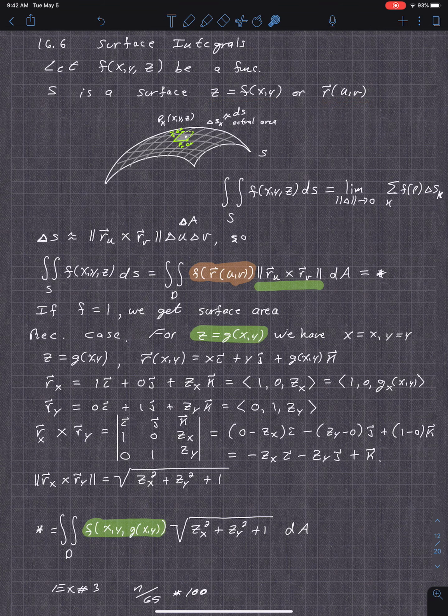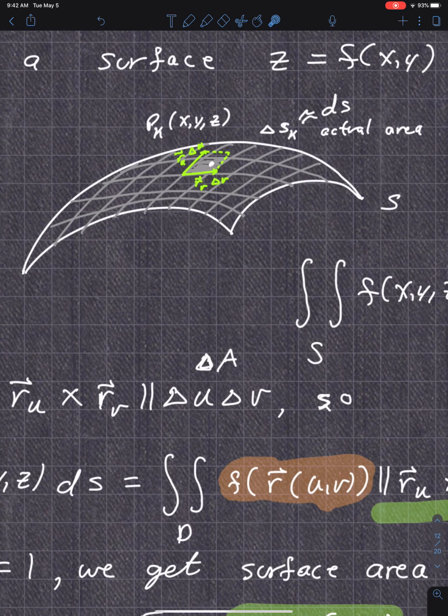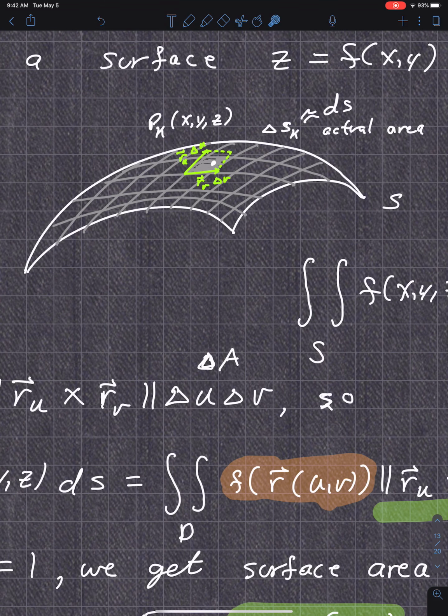So a surface integral is integrating over the surface. Instead of integrating over a region in a plane, you're integrating over the surface. So you're taking these little patches. I don't have time to spend on this today, but you're taking those little patches, you do the cross product and you get the area of that little patch. Then you add up all those little patches.